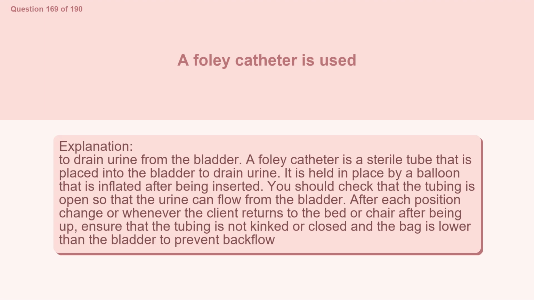A Foley catheter is a sterile tube that is placed into the bladder to drain urine. It is held in place by a balloon that is inflated after being inserted. You should check that the tubing is open so that the urine can flow from the bladder. After each position change or whenever the client returns to the bed or chair after being up, ensure that the tubing is not kinked or closed and the bag is lower than the bladder to prevent backflow.